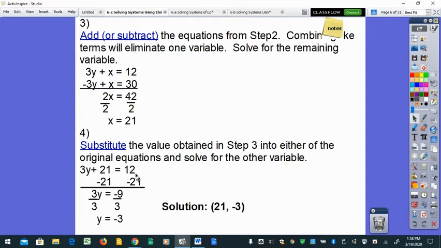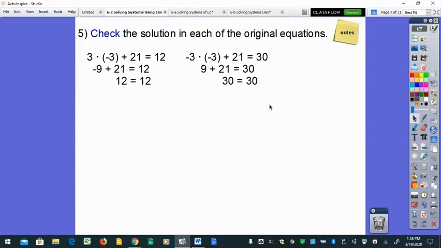Just like substitution, if I'm going to check this, I need to check it in the equation I didn't use right here, so I'm going to need to substitute in the one that has that 30 at the end. And when I do that, I have a good answer. You'll notice I checked it in both. You'll remember I told you that if you're not sure which one to check it in, check it in both just for that confidence.